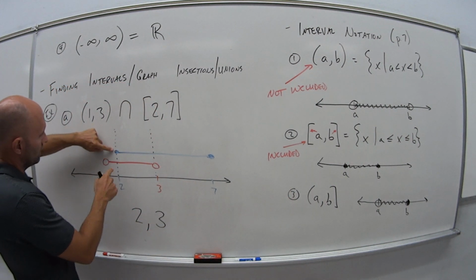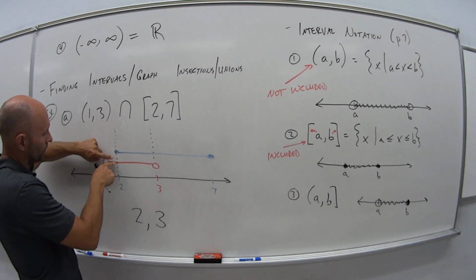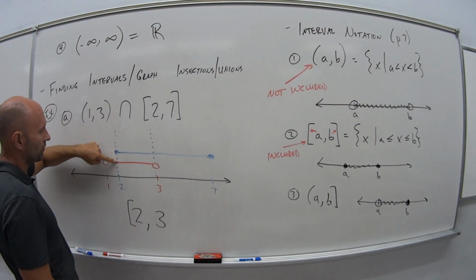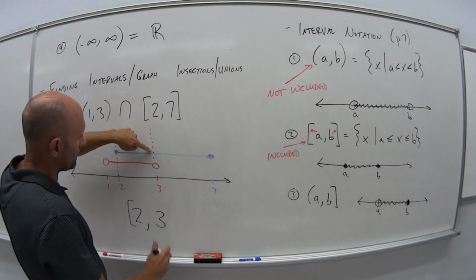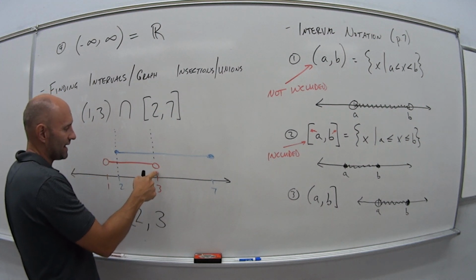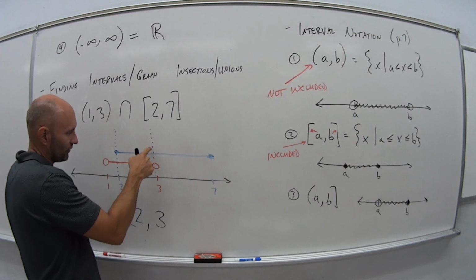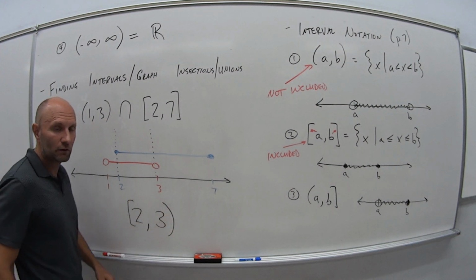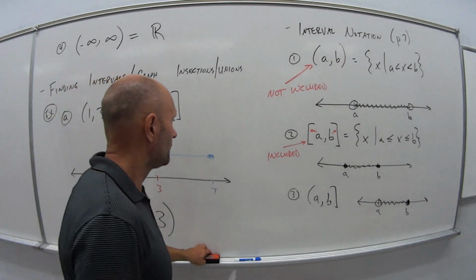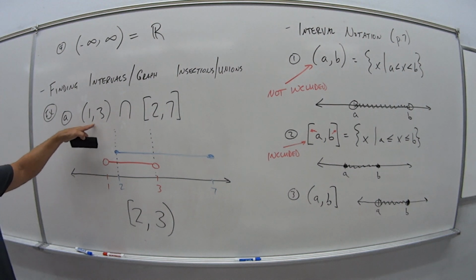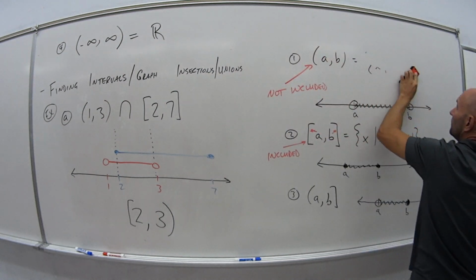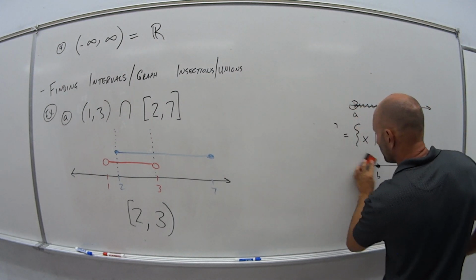So let's look at 2. Well, it's included in the blue because it's got a filled in circle, and obviously it's going through 2 here with the red line, so that one would be included. It gets a bracket. How about 3? Well, of course, the blue line's going through 3, so that's included. But here, 3 is not included because of the open circle. So since it's not included in the red, it can't be included in our answer, which means we need to put a parenthesis there. So that's our answer. The intersection of open set 1 to 3 with the closed set 2 to 7 is the mixed set from 2 to 3. 2 is included, 3 is not.